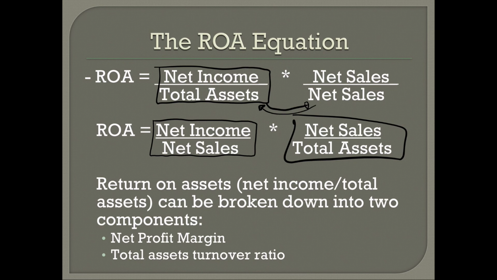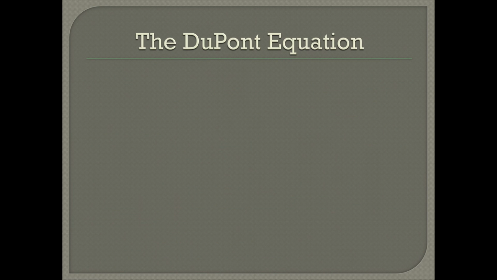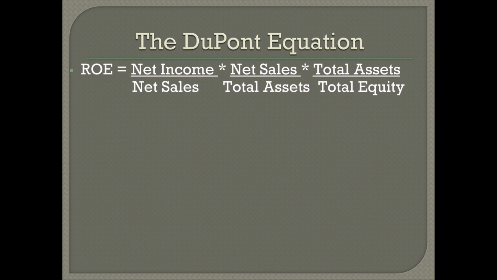So net profit margin is one of our profitability ratios. Total asset turnover is one of our asset efficiency ratios. And so what we've been able to do is take that ROA portion of the DuPont and break it down into the product of profit margin and total asset turnover. Now, I know I'm going through things relatively quickly, but what we've done here is now we are jumping into our final DuPont identity, which says that ROE can be broken down into net income over net sales multiplied by net sales over total assets multiplied by total assets over total equity.